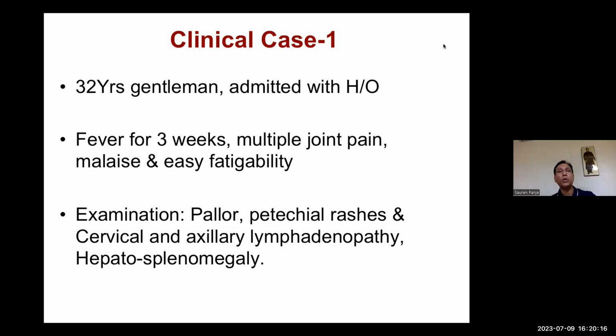So if we look at this case, a 32 year old gentleman with a history of fever for 3 weeks with multiple joint pain, malaise, and easy fatigability.